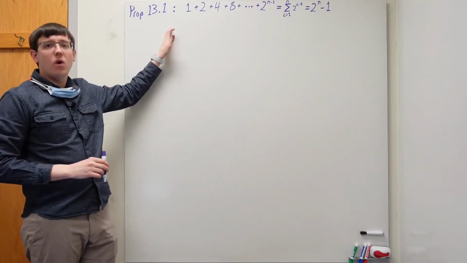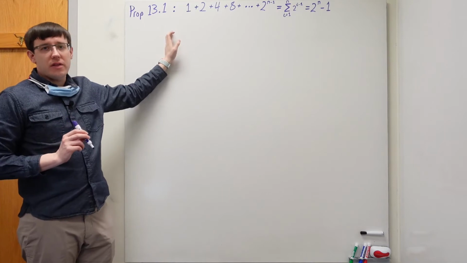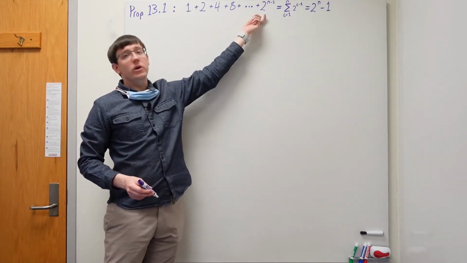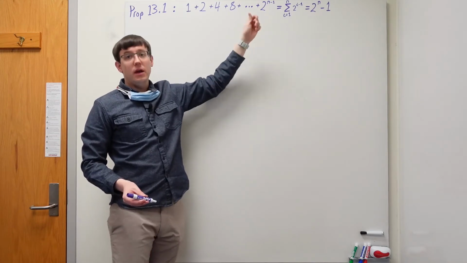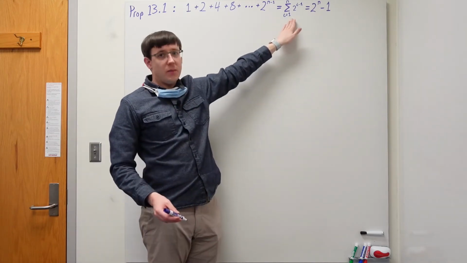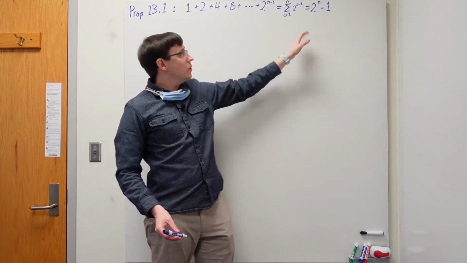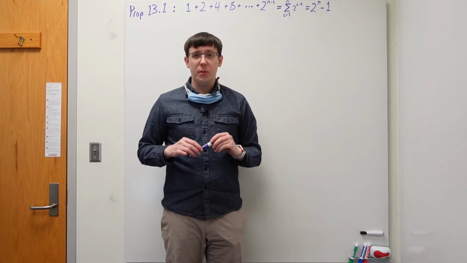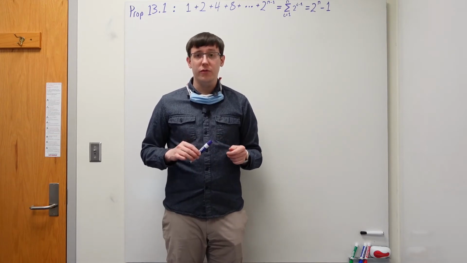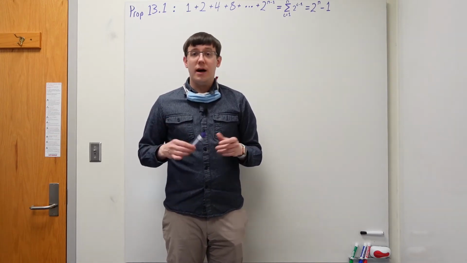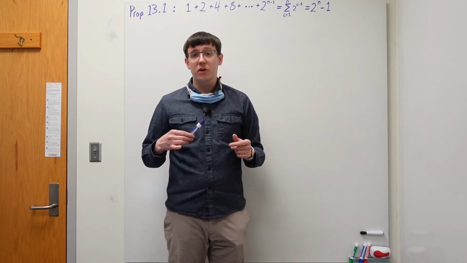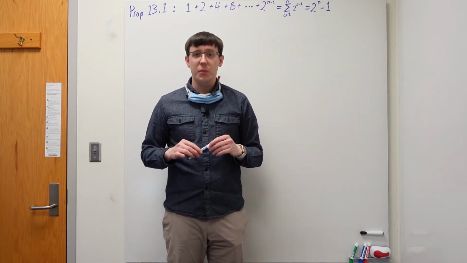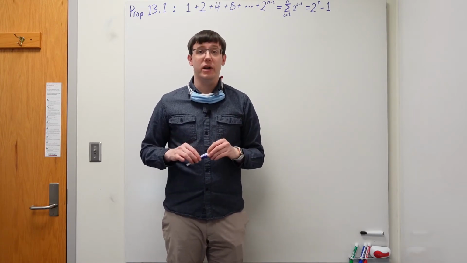Proposition 13.1 in the textbook says that the sum of the whole number powers of 2 up through 2 to the n minus 1, which we can express in summation notation this way, is equal to 2 to the n minus 1. The book shows this proposition using a combinatorial proof involving counting sets. I'd like to show instead a combinatorial proof of this proposition that uses lists corresponding to the digits of binary numbers.